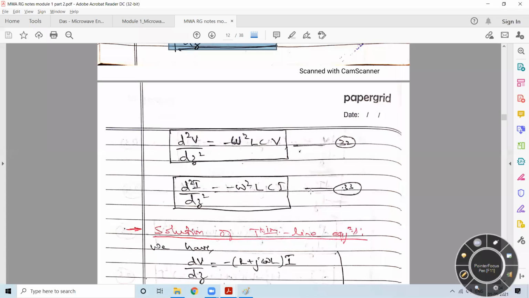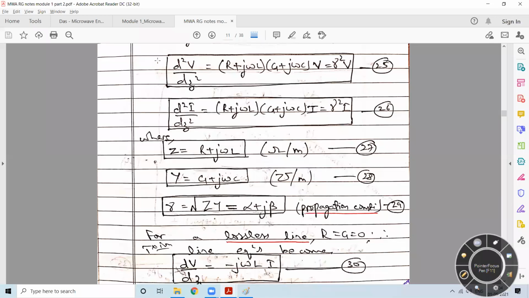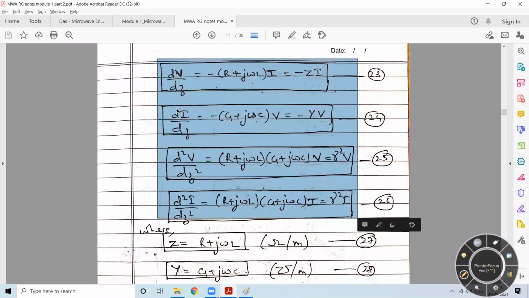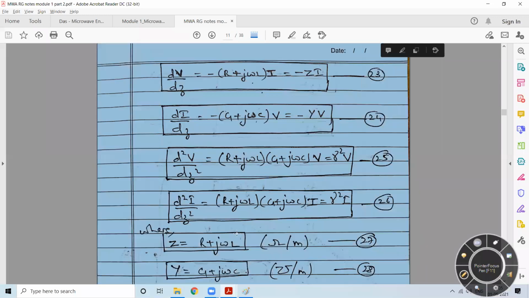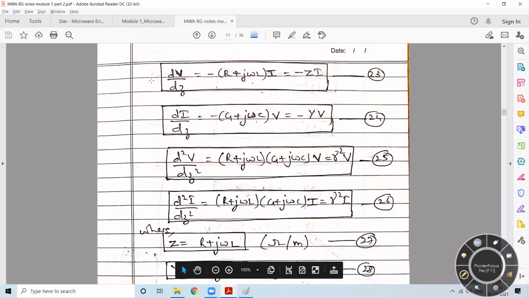So these are the transmission line equations. Whatever we have obtained, the coupled and decoupled equations, and these equations in terms of phasor representations, are the final transmission line equations. Today we will wind up at this point. In the coming four sessions, we will be discussing the solutions to these equations.